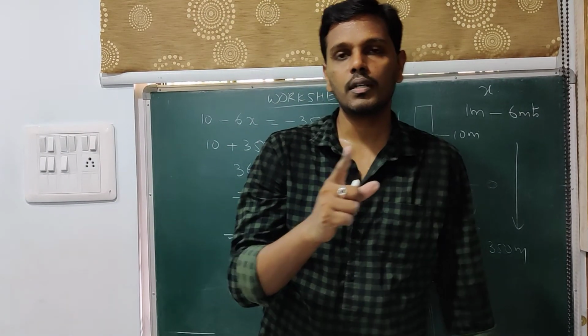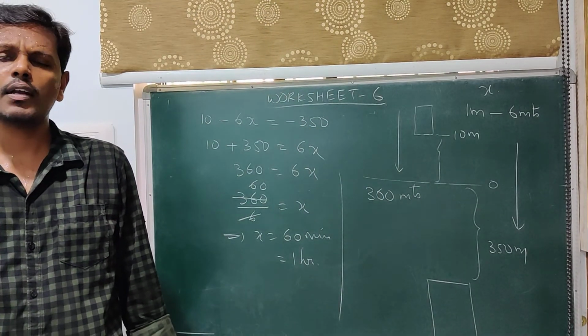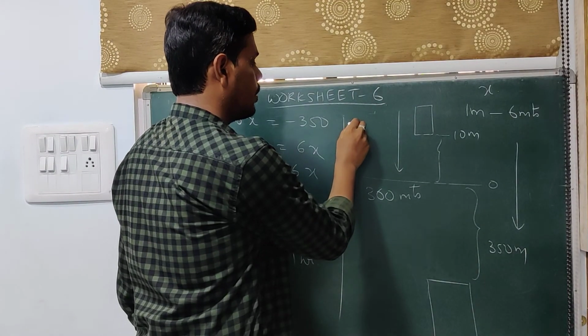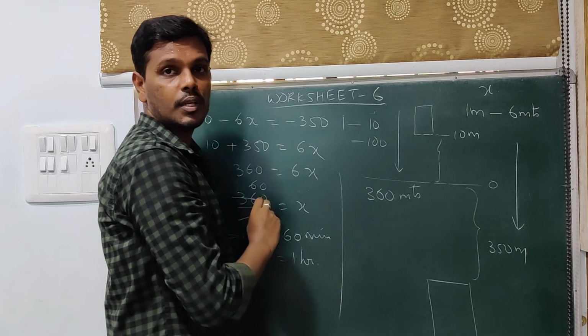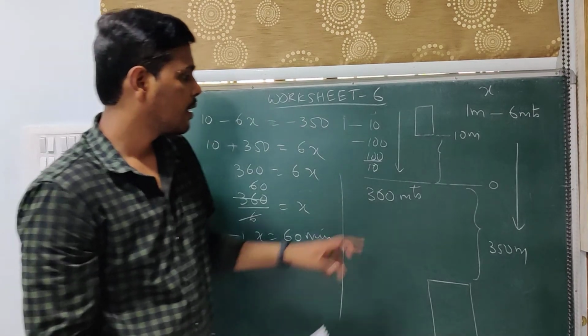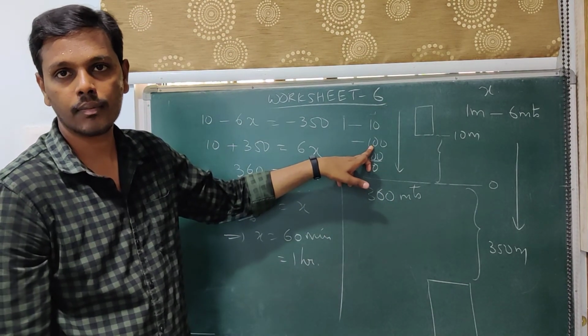Like one chocolate costs 10 rupees. You have 100 rupees. How many chocolates can you buy? I repeat it. One chocolate costs 10 rupees. You have 100 rupees. How many chocolates do you buy? 100 by 10. Similarly, you have to travel 360 meters, just like the amount which you have got, 100.